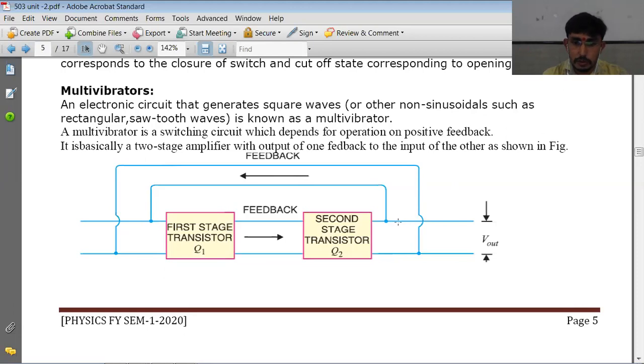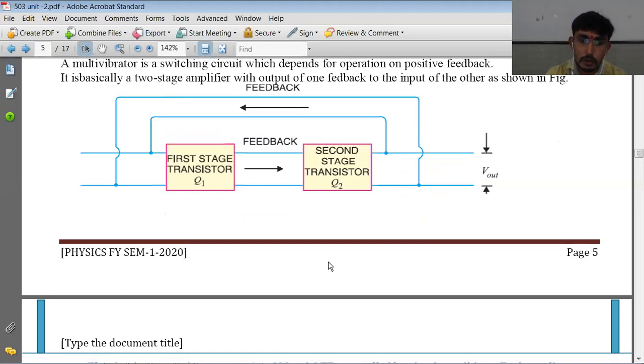See, the output of the first stage is fed to the second, then the output of the second is fed to the first stage. So this is called positive feedback. Whatever the Vout we are obtaining, that Vout will be fed to the input. See how square waves are generated. It is nothing but a two-stage amplifier with positive feedback, so it can generate a square wave with the help of the positive feedback. How?